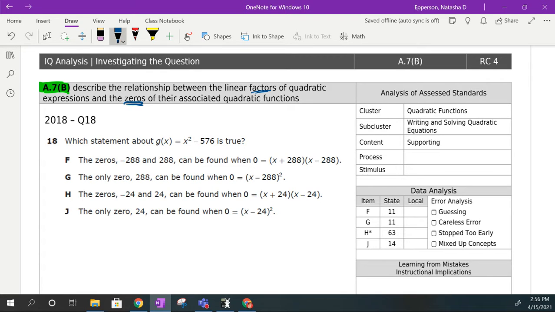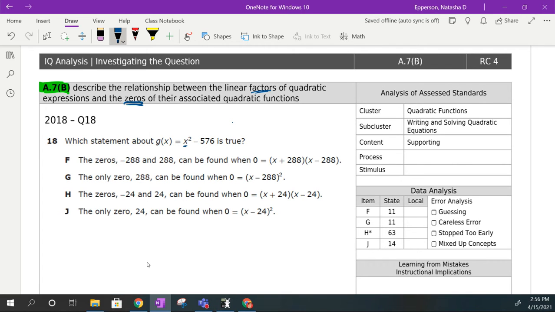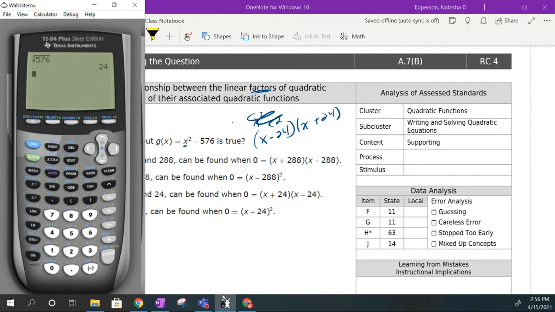All right, so the zeros, negative 288 and 288 can be found where we have x plus 288 and x minus 288. So this here is a perfect square, and I'm going to see if 576 is a perfect square. So I'm going to turn my calculator on. I'm going to do second square root 576. It's the perfect square of 24. So this should be x minus 24 times x plus 24, because this is a difference of squares. And the square root of 576 is 24.